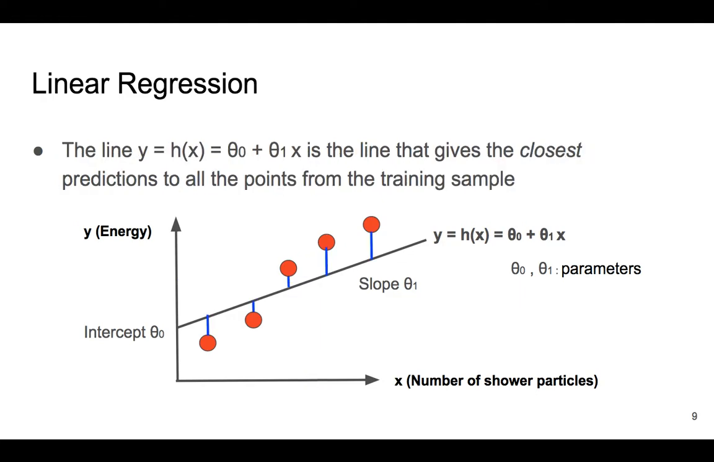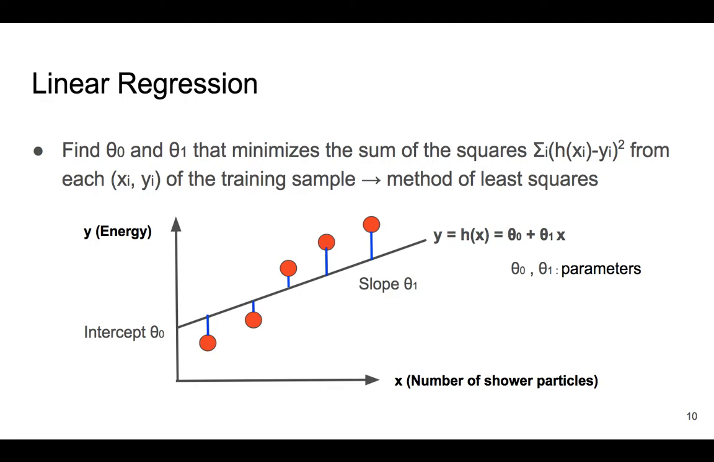How do we find the line? The line is the one that gives the closest predictions to all the points from the training sample. Here, the vertical blue lines are the differences of the predicted y values and the true y values of each data point.